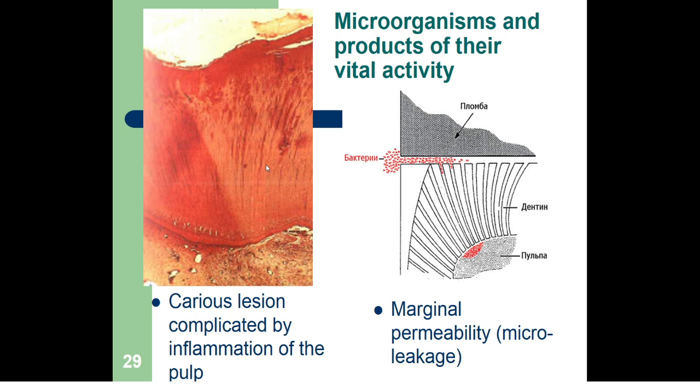First, the histological picture shows a carious lesion complicated by inflammation of the pulp. And the next is permeability, marginal or microleakage.